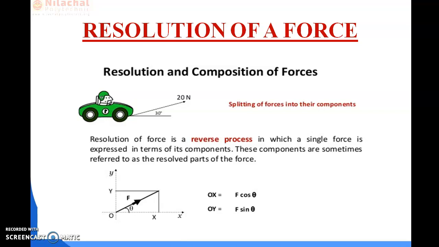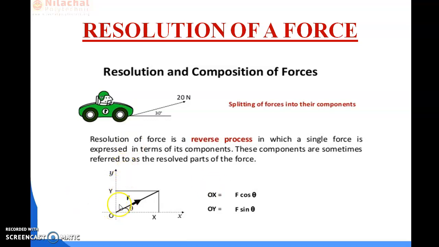Okay, and these components are sometimes referred to as the resultant parts of the force. So here, this is point O, this is the x-axis and this is the y-axis, and the angle between the horizontal axis is theta, and here the force F is acting. So what is the value of OX? We know, as I have already discussed in our previous slide, how we resolve the forces.